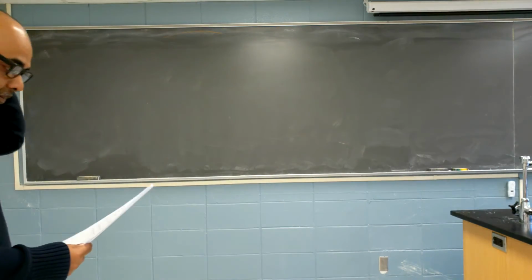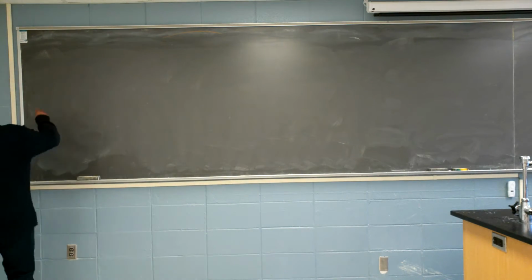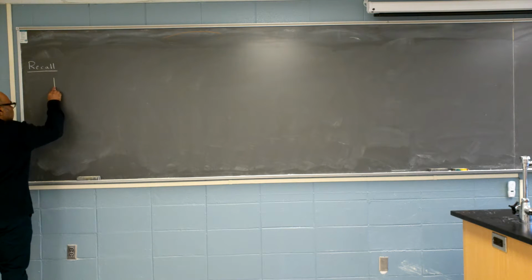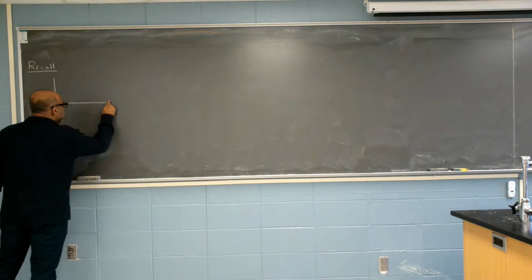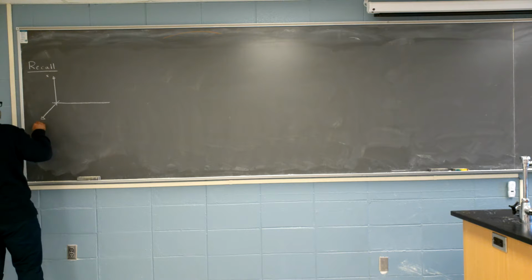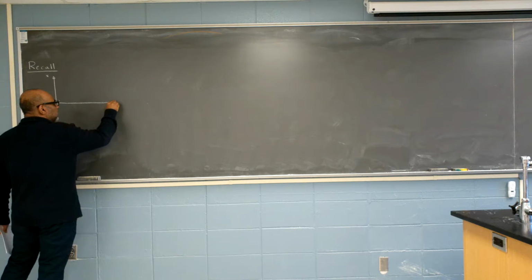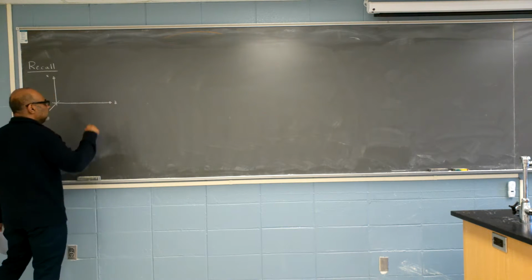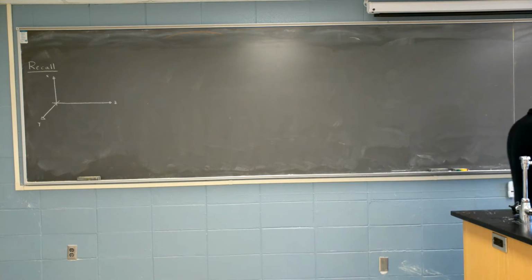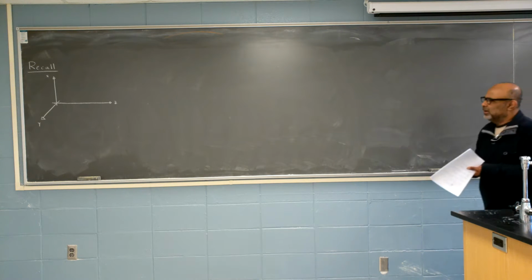Okay, so let me begin by recalling a few things we have done. I think we considered the simplest case. In some sense it is simple, but it's as general as it can be. We talked about an electromagnetic plane wave oscillating in the XY direction and propagating in the Z direction. What do I mean by that?